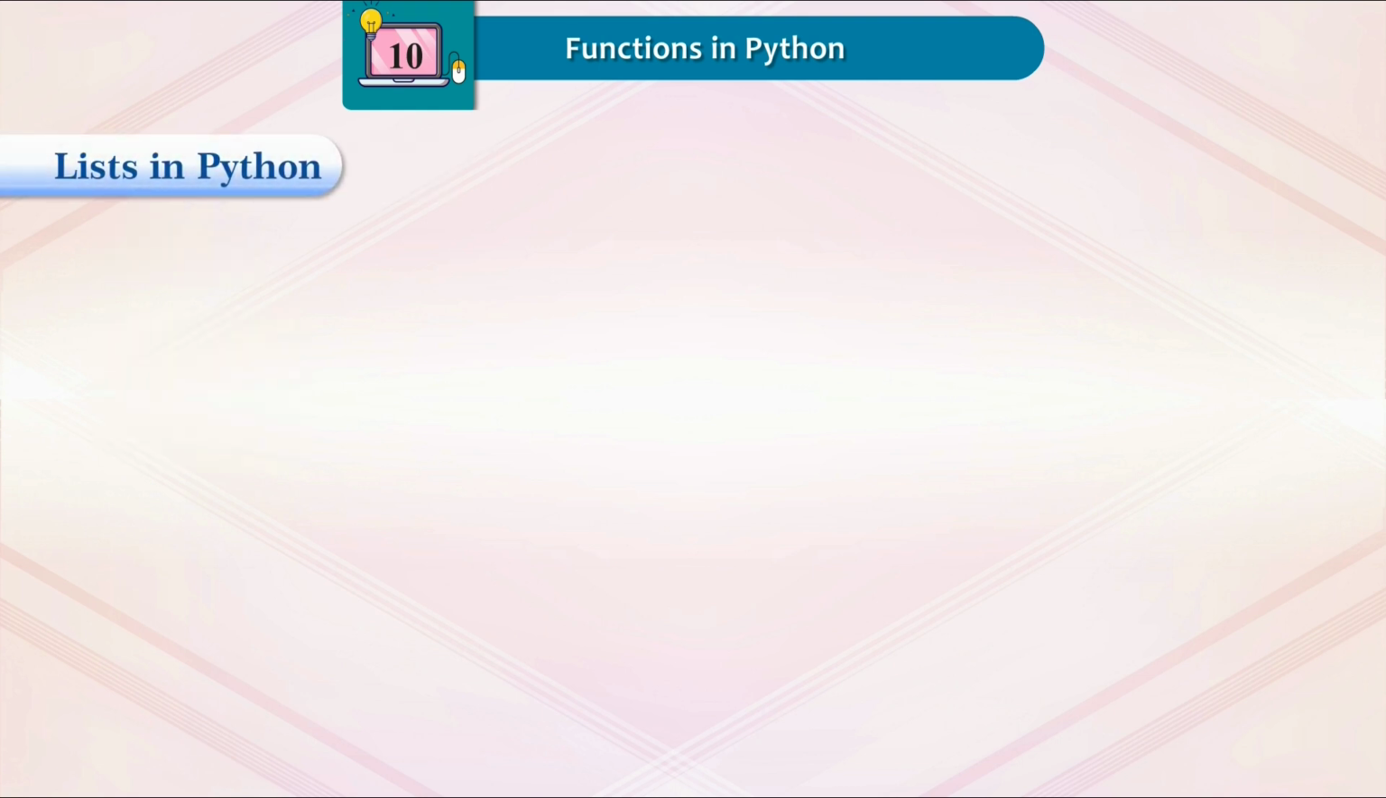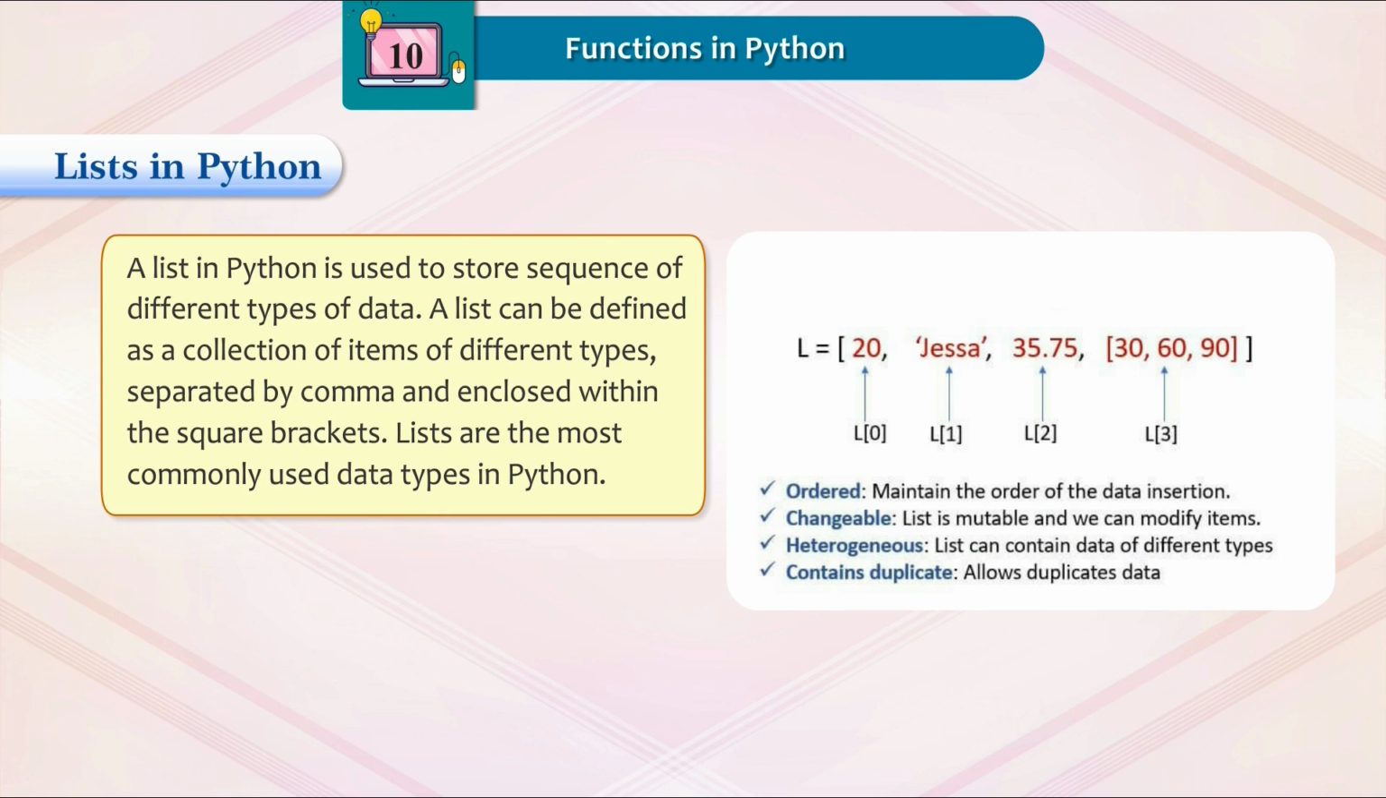List in Python. A list in Python is used to store a sequence of different types of data. A list can be defined as a collection of items of different types, separated by comma and enclosed within the square brackets. Lists are the most commonly used data types in Python.